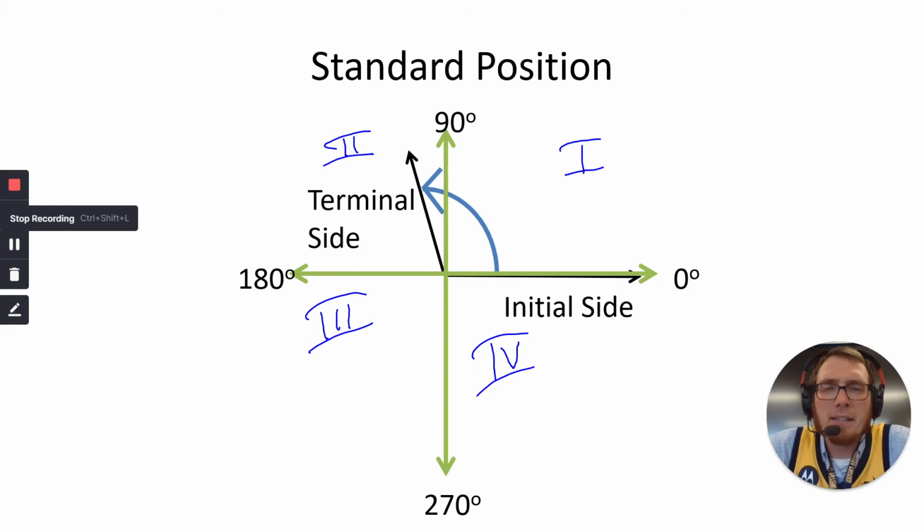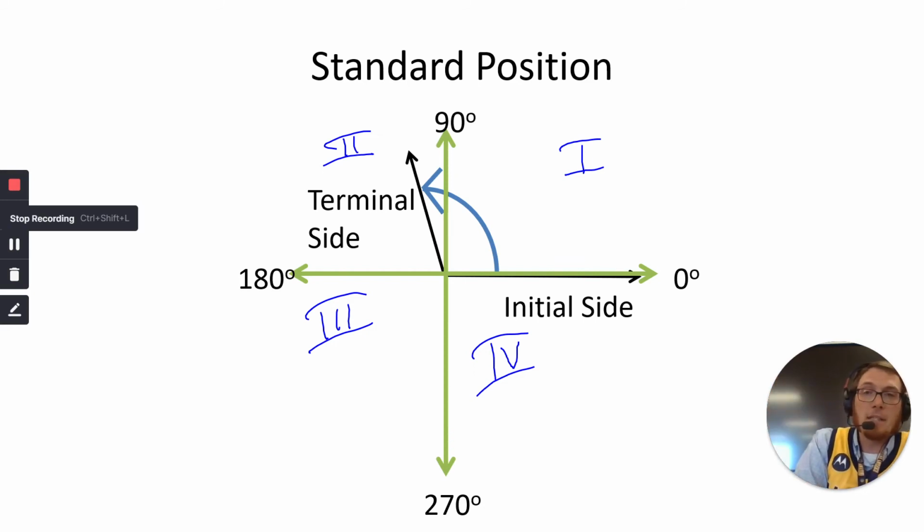I would probably write this slide down somewhere and have it as a reference. I think it's going to be helpful for you as we move forward with some of these questions. Remember, the initial side was always that positive x-axis. If it goes counterclockwise, straight up is 90 degrees, to the left is 180, and straight down is 270. The reason it goes that way is that it correlates with the quadrants, so I put in quadrants 1, 2, 3, and 4. The terminal side is always where the angle ends up.